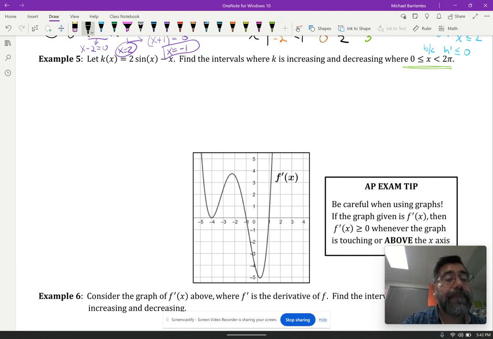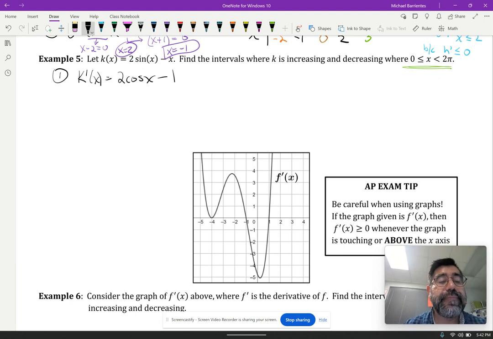So step 1, find the derivative. That would be 2 cosine x minus the derivative of x, which is 1. Done. Step 2, is the derivative ever undefined? Well, 2 cosine x minus 1, that's a trig function. That's a wavy function. That's not undefined at all. It's always defined. So really, I'm just going to set it equal to 0.